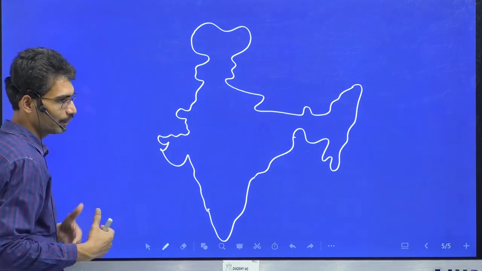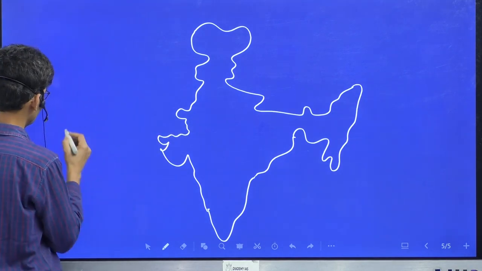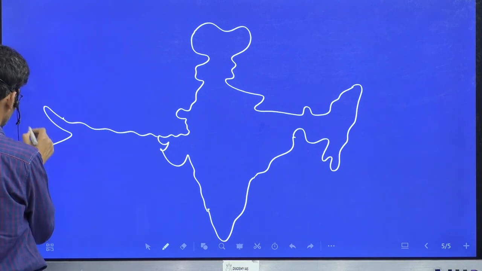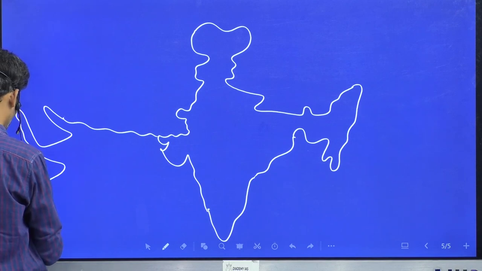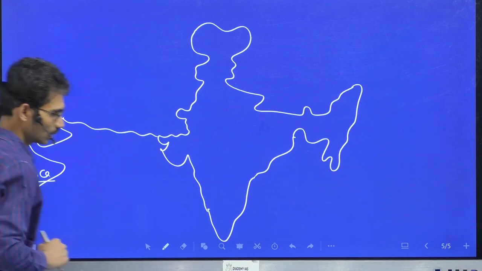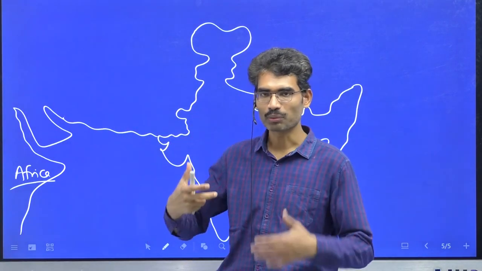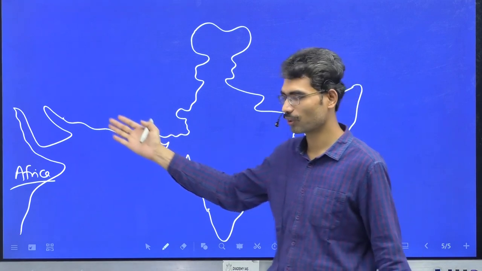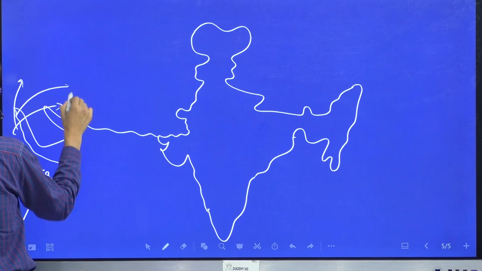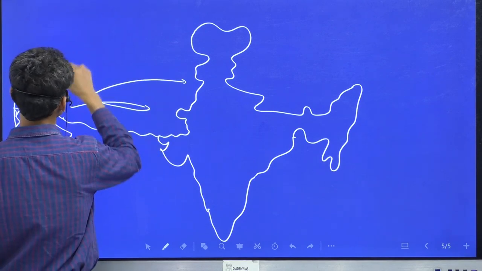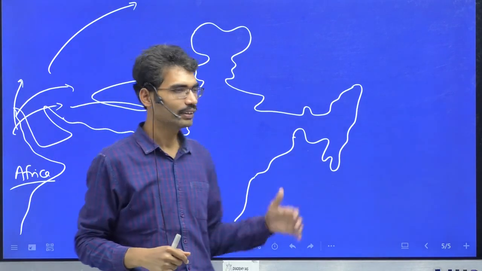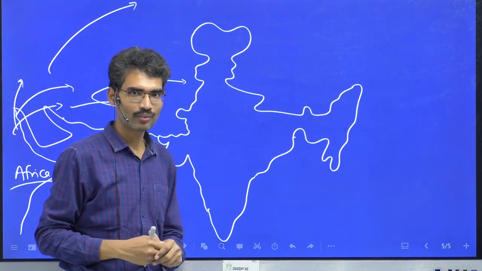If we take the beginning, the evolution of human beings, so from Africa, it is generally accepted that the modern form of human beings evolved in Africa, and from there they migrated in all directions. That is how they spread across the world, and they came to India as well.